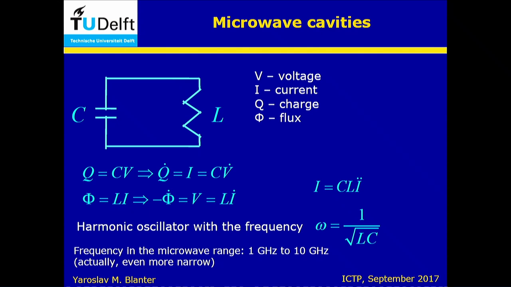Right, so our conclusion is, first of all, that this thing acts as a harmonic oscillator. And then this harmonic oscillator is just a single mode oscillator with the frequency which we can read out from this equation. And if we do it, then we get that the frequency is just 1 over square root of L times C.